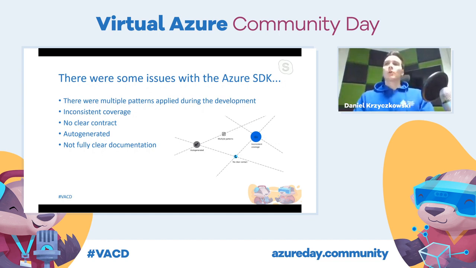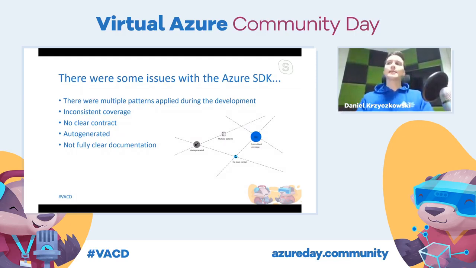There was also no clear contract with reference to those SDK libraries. If we look at the different versions for different Azure services like Azure Blob Storage or Azure Service Bus, or some other services in Azure, we will see that there is no clear contract among them. So it's really crucial to mention this issue.